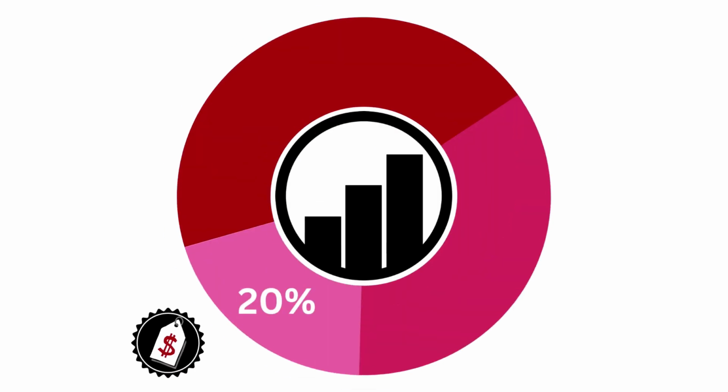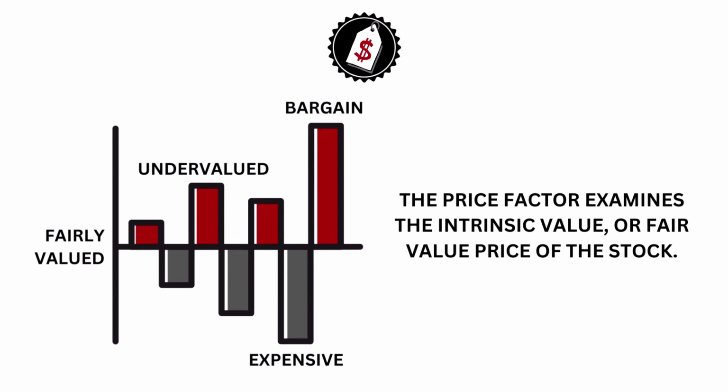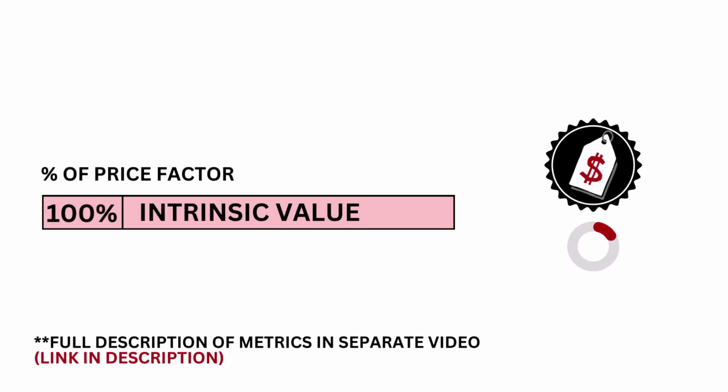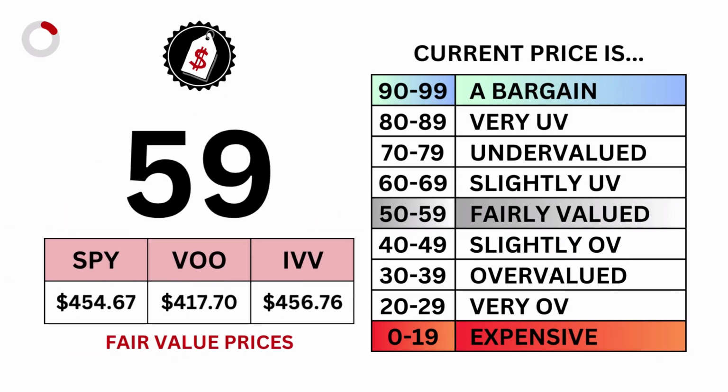Let's then look at the price. The price factor accounts for 20% of the analysis. The price examines the intrinsic value or fair value price of the stock. The price factor is made up of only one metric, the intrinsic value. Here is the intrinsic value and the price grade for the S&P 500.